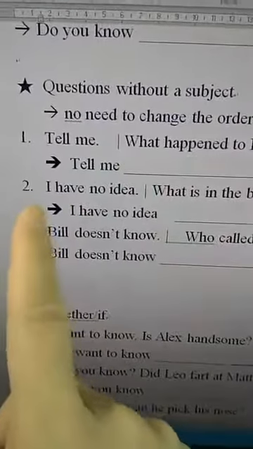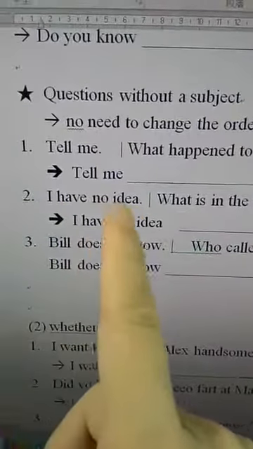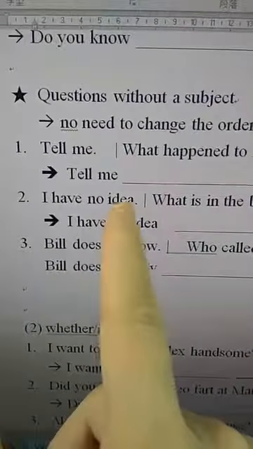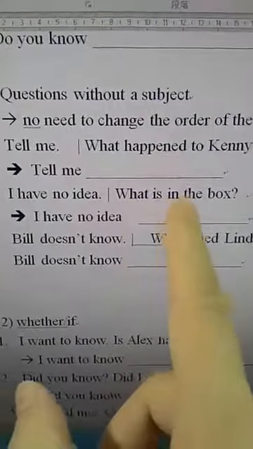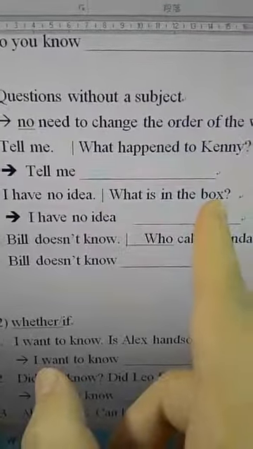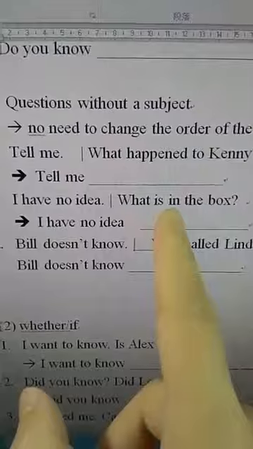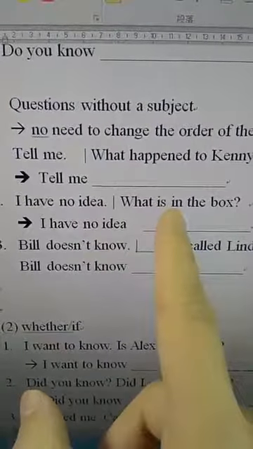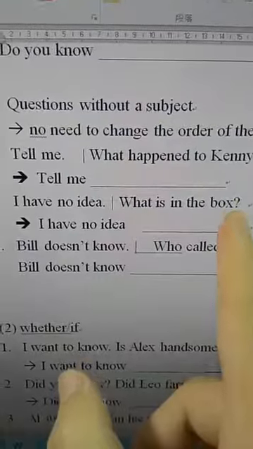Let's see question number 2. I have no idea, which means I don't know. I have no idea. This is the main sentence. Okay? What is in the box? This is the direct question. Okay? Can you find any subject in this sentence?